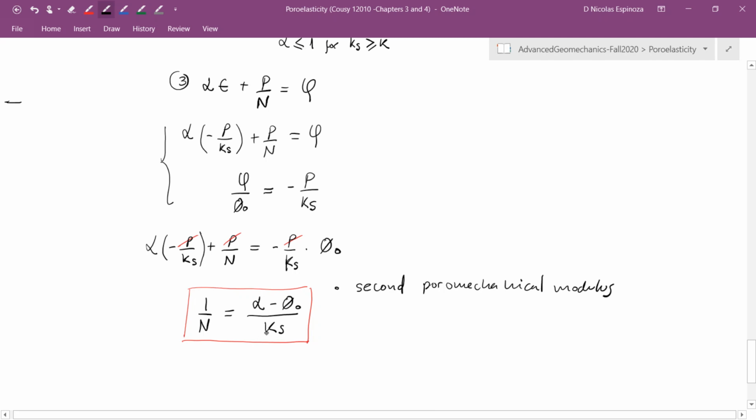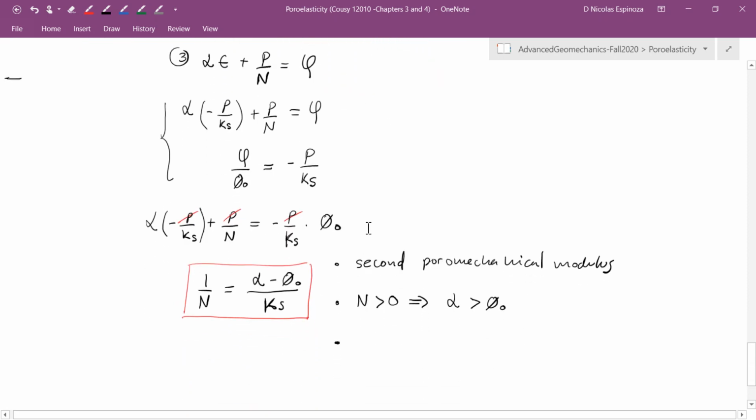So since Ks is a positive amount, in order for this equality to remain positive, that means that if N is going to be positive, then this implies that the Biot coefficient is going to be higher than the initial porosity, and that's going to imply a constraint on the Biot coefficient. If we join this condition to the one that we had before, that alpha has to be equal or less than 1, we can write down this inequality: the Biot coefficient is going to be larger than the initial porosity and smaller than 1.